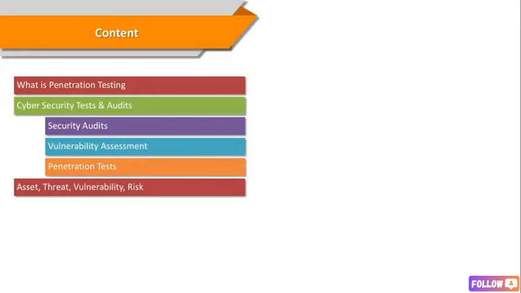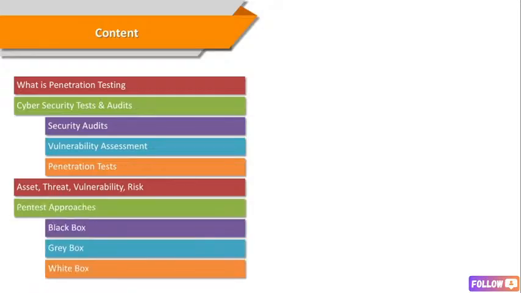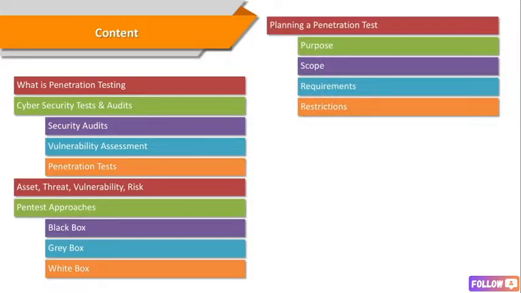The basic concepts of offensive security: asset, threat, vulnerability, and risk. The pen test approaches from black box to white box. And what about the steps of planning a pen test? What is the purpose of the test? What is the scope of the test? What are the requirements to test the scope and the restrictions of the test?